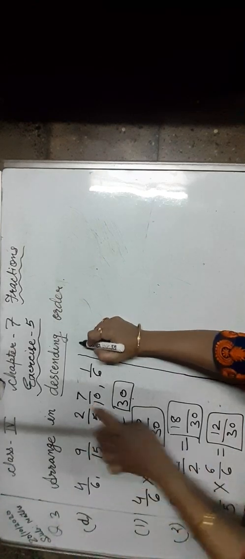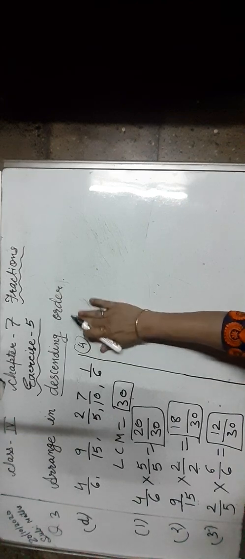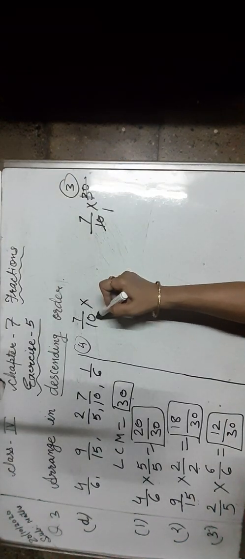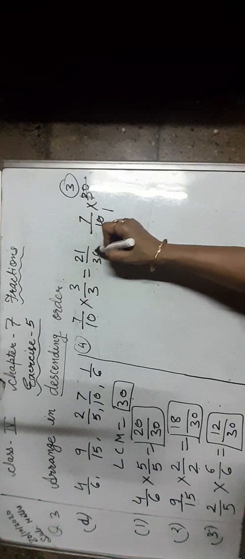Let us take next fraction, that is 7 upon 10. How much to multiply in 10 to get 30? Let us see 7 upon 10 multiply by 30. If we cancel by 10, 10 ones are 10, 10 threes are 30. So multiply 7 and 10 by 3 and we'll get 7 threes are 21, 10 threes are 30. We'll get 21 upon 30.